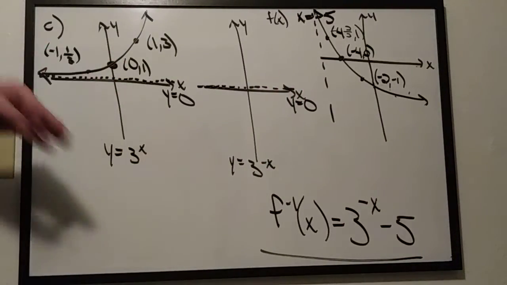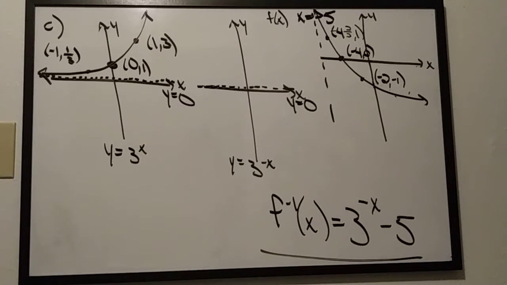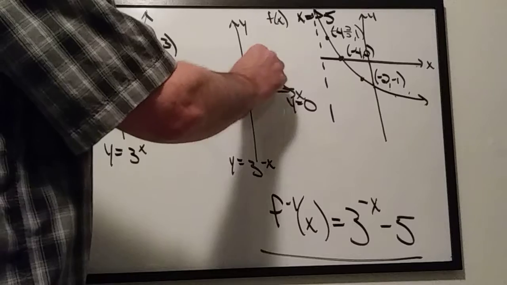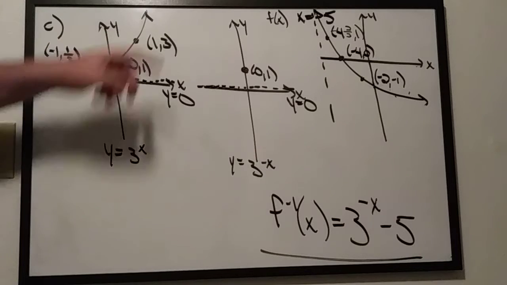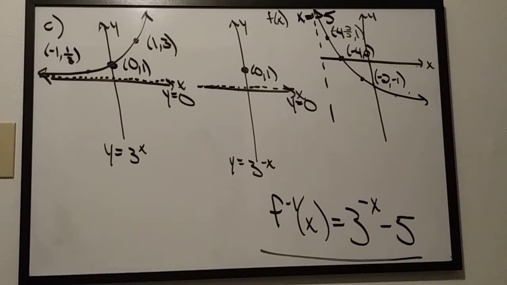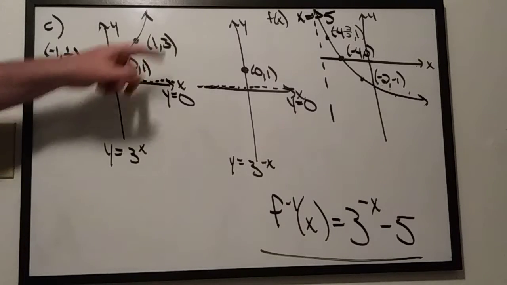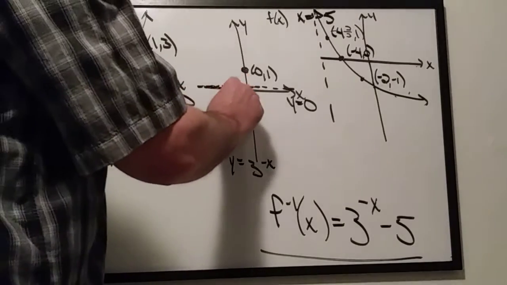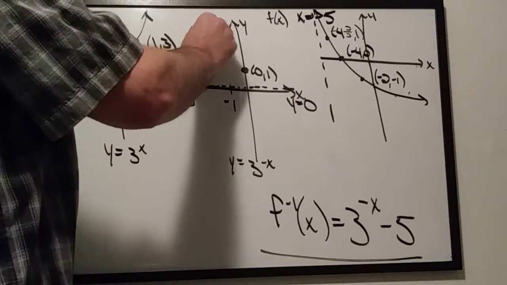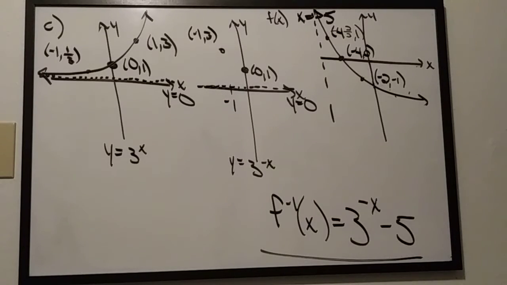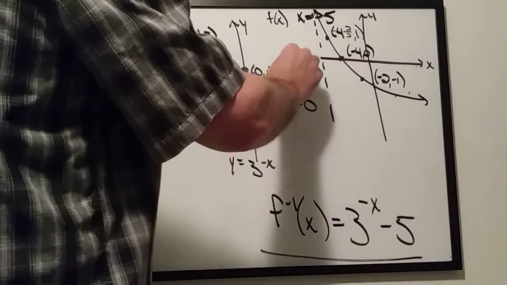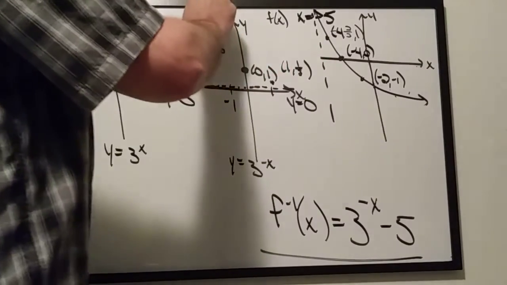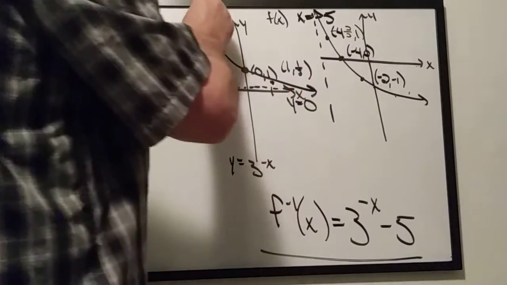The point (0, 1) is still going to be at (0, 1) because the point on the y-axis doesn't change when you reflect about the y-axis. But the other 2 points are the ones that are going to change. So (1, 3), in order to reflect about the y-axis, that means that I need to multiply the x-coordinate by -1. So (1, 3) becomes (-1, 3). And the point (-1, 1/3) becomes the point (1, 1/3). And (1, 1/3) is over here. And we have a decreasing graph.